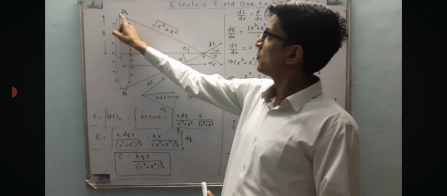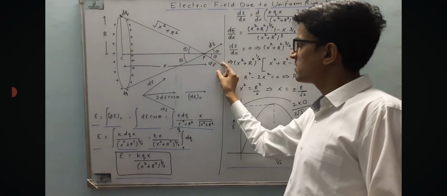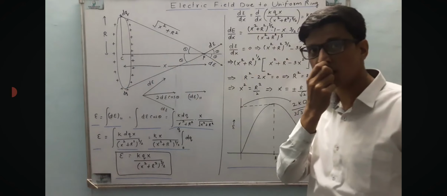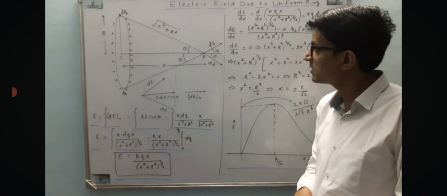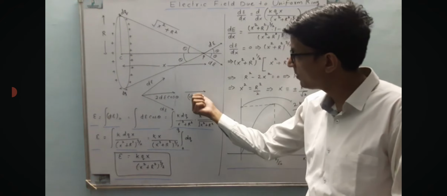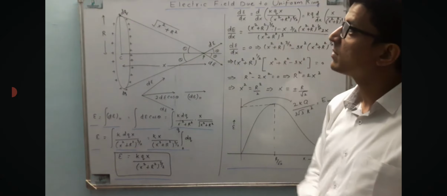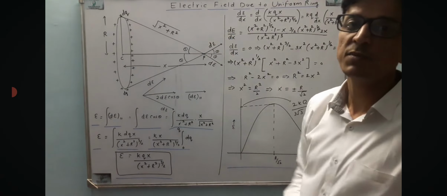So for this elemental charge dq, the electric field will be radially outward in this direction, and for this charge the electric field will be radially outward like that. What we can see is that the net electric field due to these two elements will be along the axis of the ring, and the ring can be assumed to be comprising of an infinite number of these pairs.